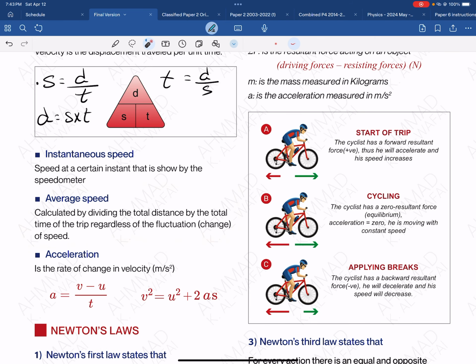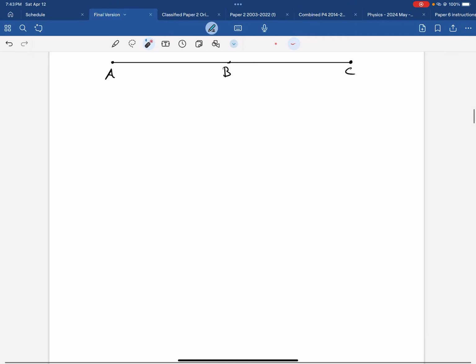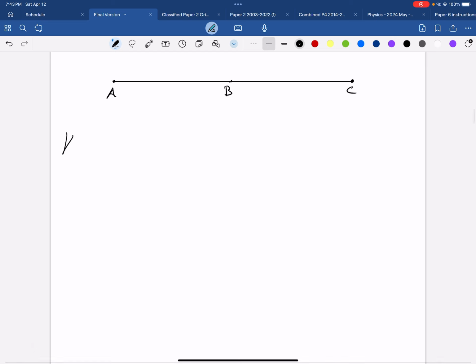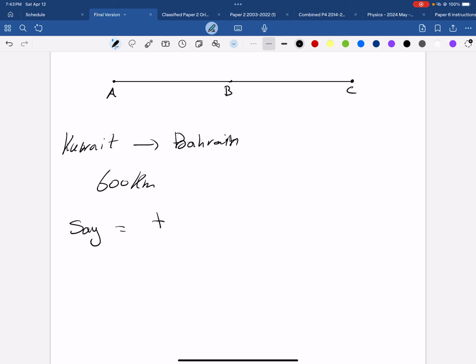So let's say that you take a car and you go from Kuwait to, for example, Bahrain, okay? Now, that is gonna take you about, let's say, about 600 kilometers. Now, on the way there, you're gonna stop your car at a gas station, you're gonna stop at a police check, and so on. So, no matter what it is, when we say average speed, you just say it's the total distance over total time. So, for example, let's say that it took you 6 hours to reach there.